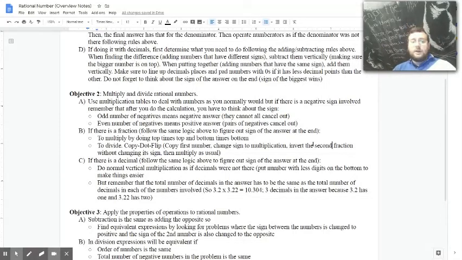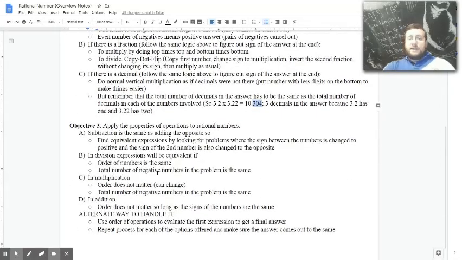Now, if there's a decimal involved, follow the same logic above again to figure out the sign of the answer at the end, but do a normal multiplication vertically, probably putting the one that has the least digits on the bottom to make things a little bit easier. But remember that the total number of decimals in your answer has to be the same as the total number of decimals in each of the numbers involved. So like if you're multiplying 3.2 and 3.22, since 3.2 has 1 decimal and 3.22 has 2, the answer would have to have 3.